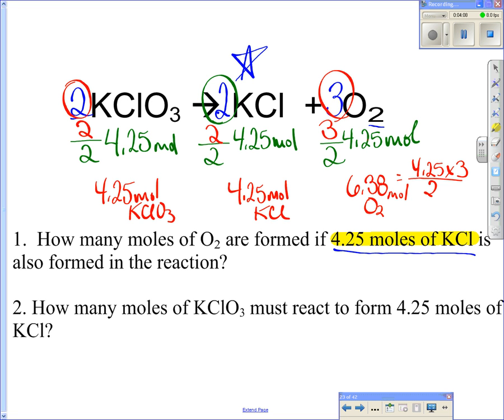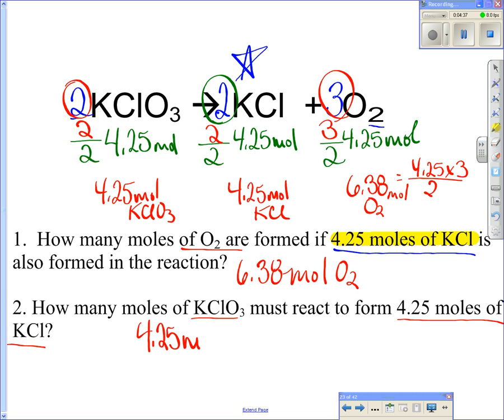If we look at our questions then, question 1 says how many moles of oxygen are formed if 4.25 moles of KCl is also formed. So my answer is 6.38 moles of oxygen. And then question 2 says how many moles of KClO3 must react to form the 4.25 moles of KCl. I know that answer is the same because it's a 2-to-2, which is a 1-to-1. So I get 4.25 moles. So this is just the basics for doing a mole-to-mole stoichiometry problem.